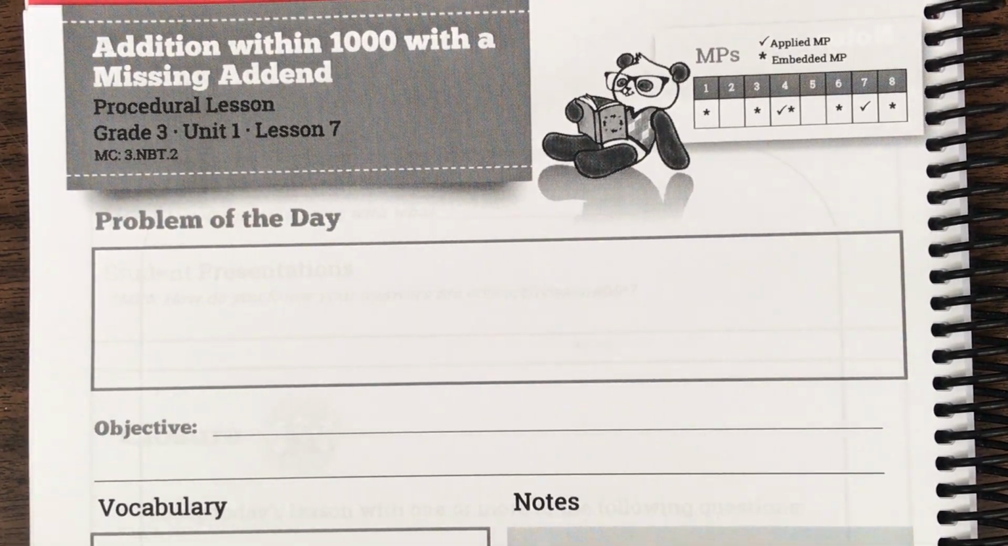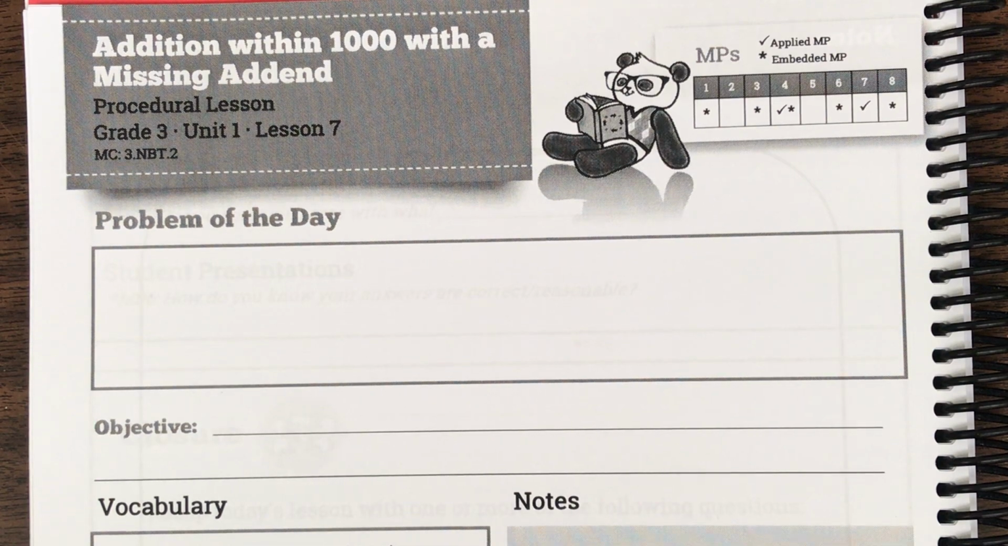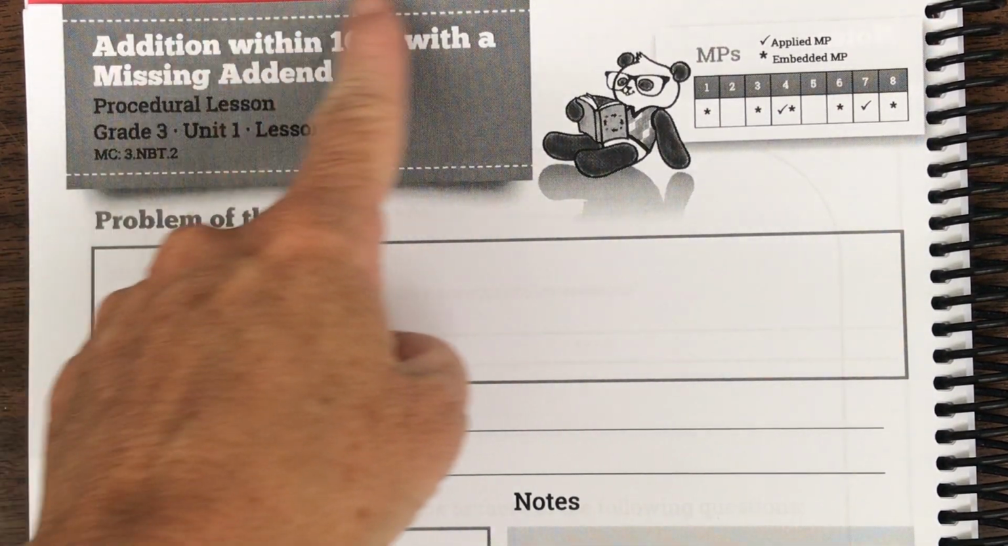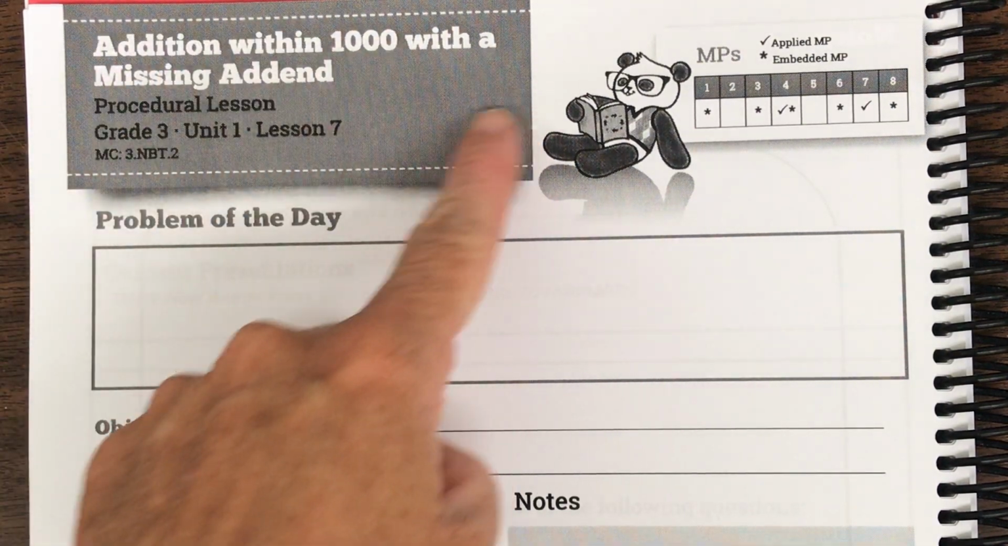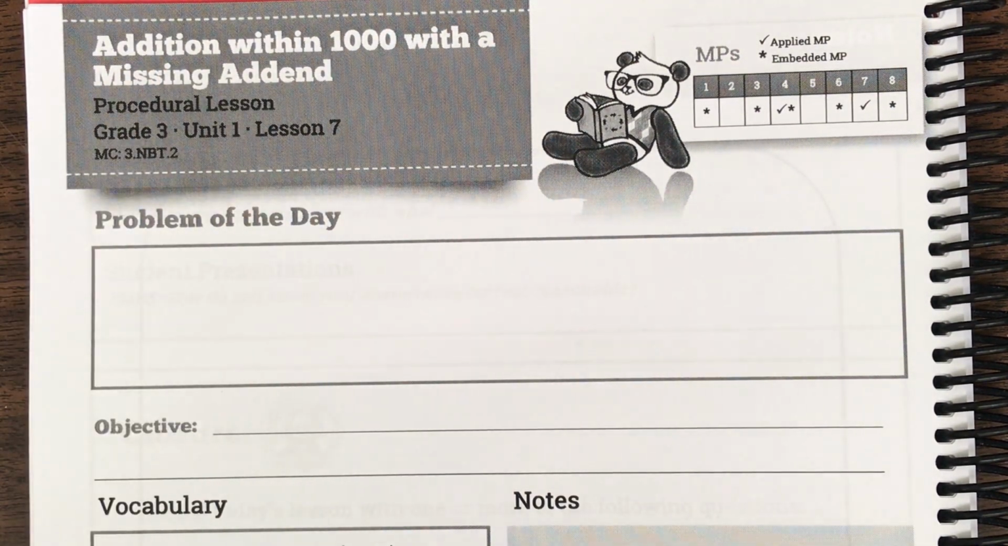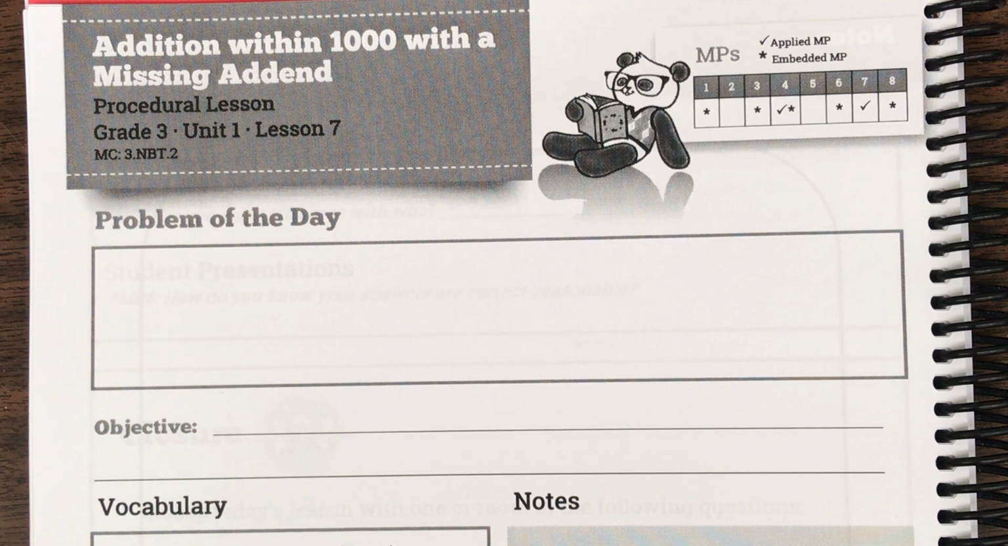Today we are on page 43 of your student journal. Now, although their title looks very different than it did in our last video, what we're doing today is actually a continuation of our last video. So we're going to be continuing our same idea.